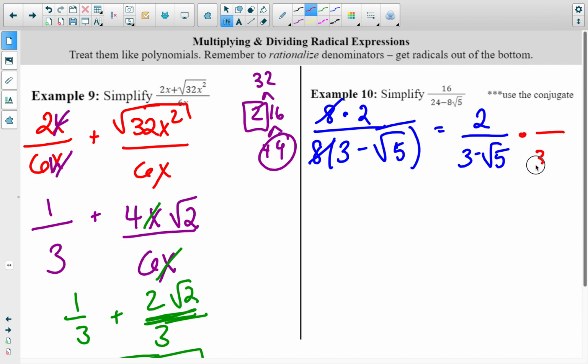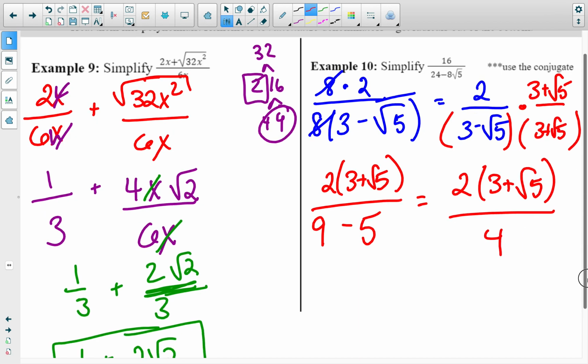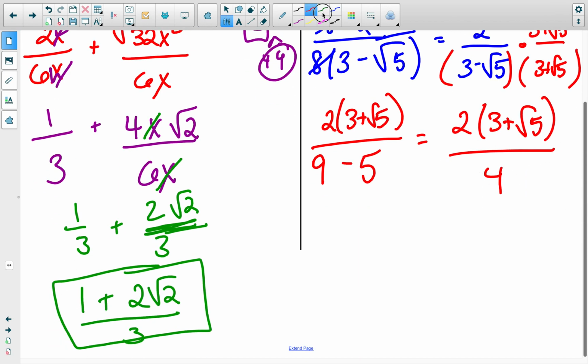Now we multiply by the conjugate, 3 plus root 5, and this is just going to allow us to get to the solution a bit more quickly. Okay, 2 times 3 plus root 5, and then as we're using FOIL with these, we end up with 9 minus 5, I believe, giving us 2 times 3 plus root 5 all over 4. And then I actually noticed that the 2 and the 4 can cancel out again. So we have 3 plus root 5 over 2.